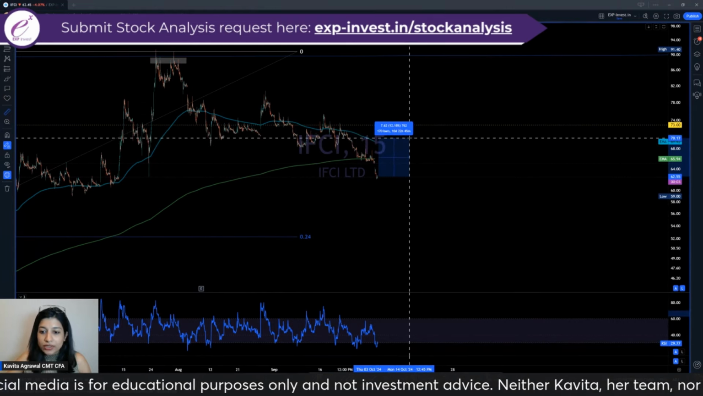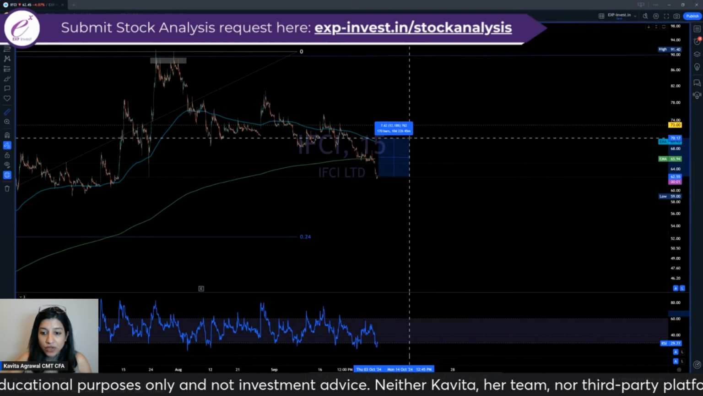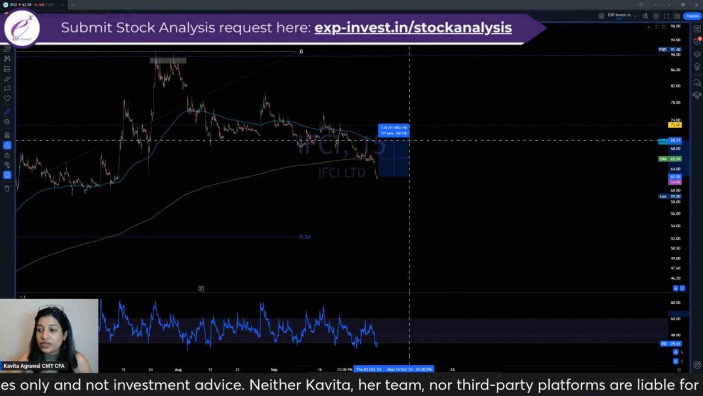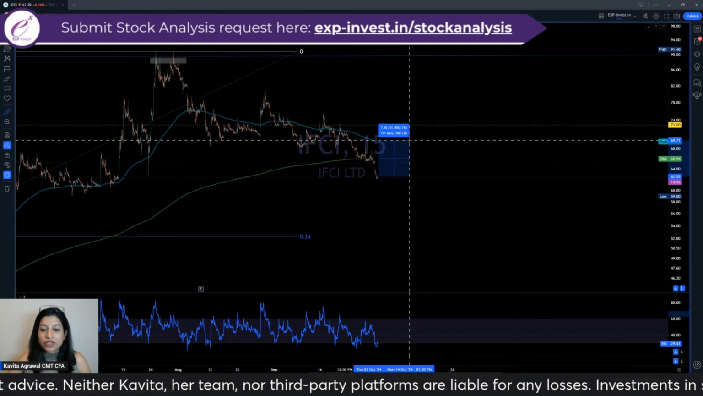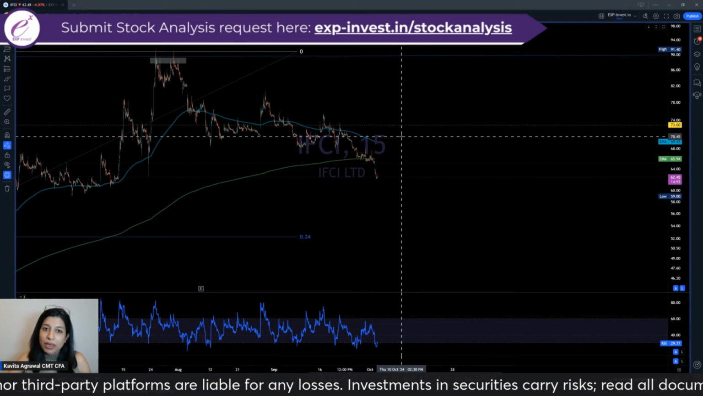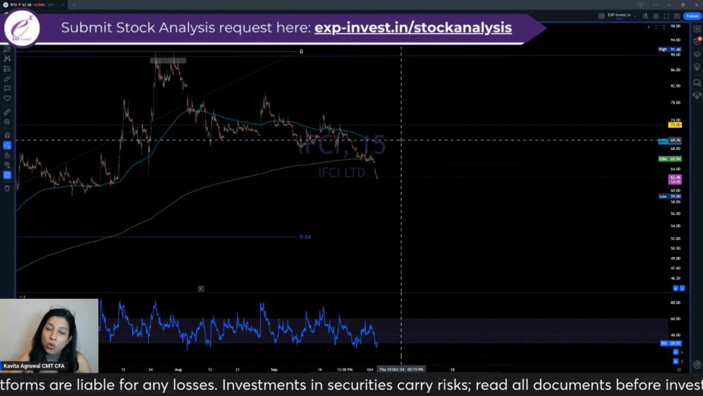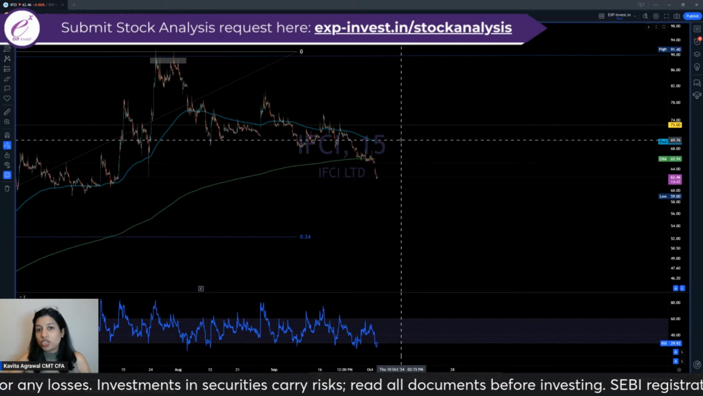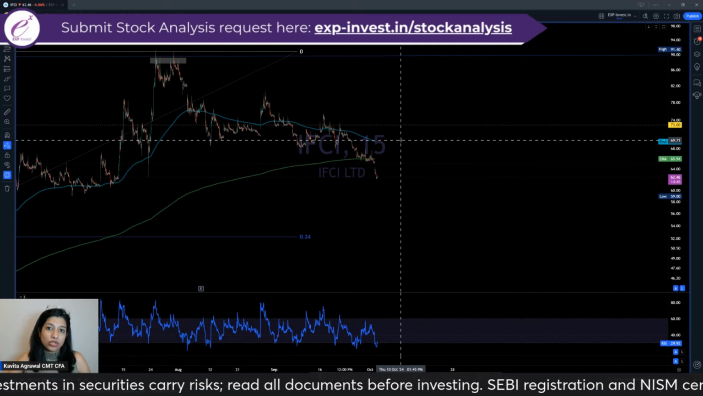So what I would suggest is set a target for now around the level of 69.7 just to be on the safer side, and exit the stock when that is achieved. A small bounce back may be expected, but the overall chart structure does not suggest that this is a good counter to hold on to.